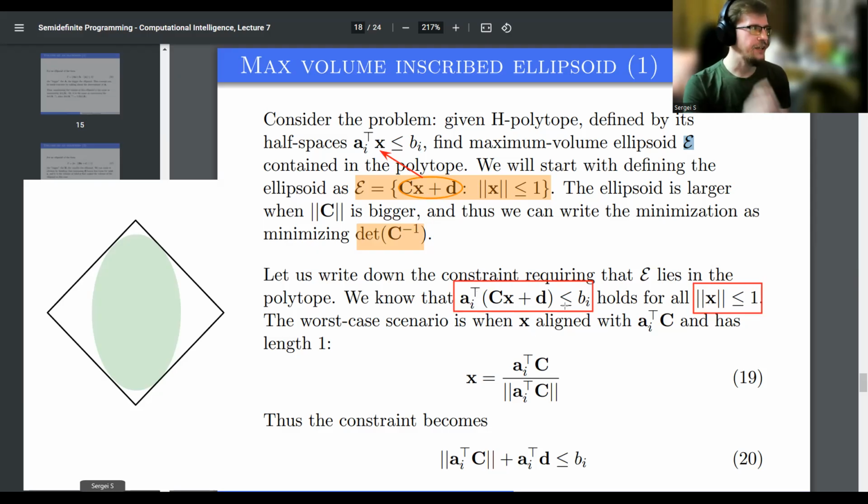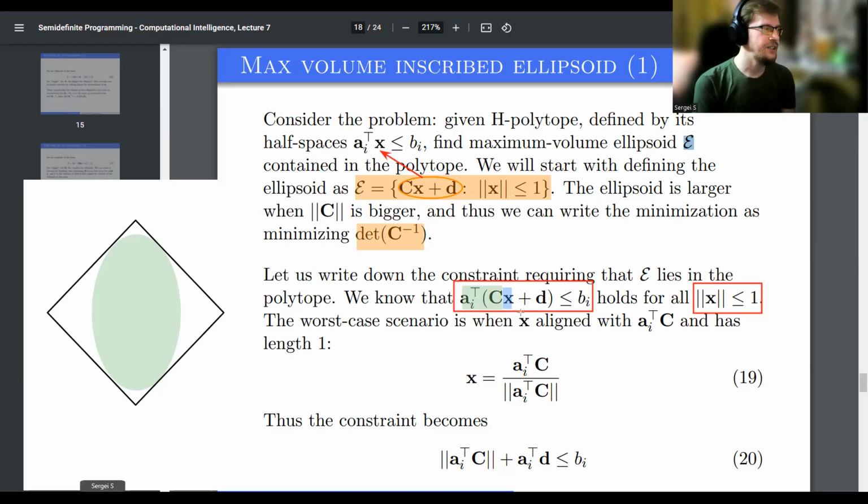The worst case scenario, remember that we saw it before when we talked about the Chebyshev polytope. The worst case scenario here is when this guy aligns perfectly with this guy. That is when the whole thing becomes as big as possible, when x aligns perfectly with A and C.